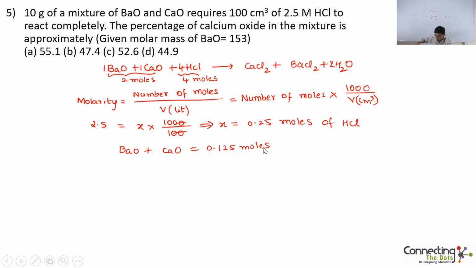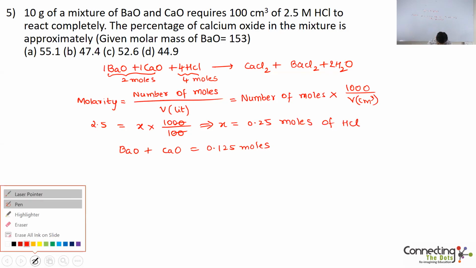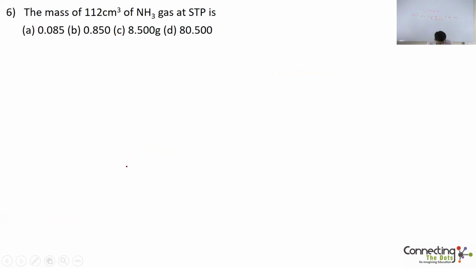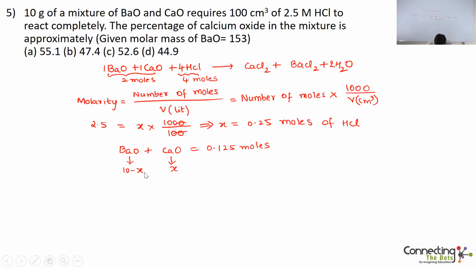Now we have to calculate the percentage of calcium oxide, given that the total mass of the mixture of barium oxide and calcium oxide is 10 grams. Now, how do we calculate this? How to calculate the number of moles of barium oxide and calcium oxide? It is mass by molar mass once again. So let us say the mass of calcium oxide is X. Obviously, barium oxide has to be 10 minus X.